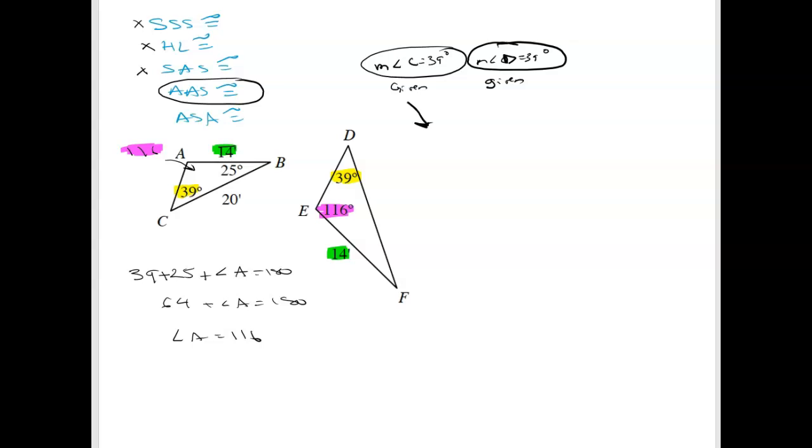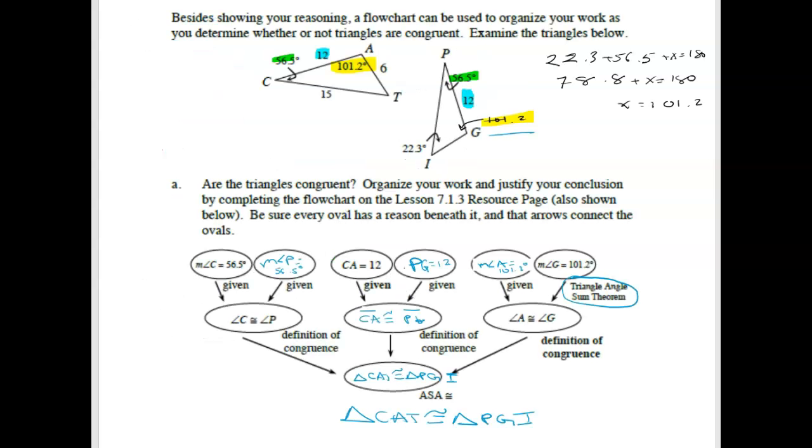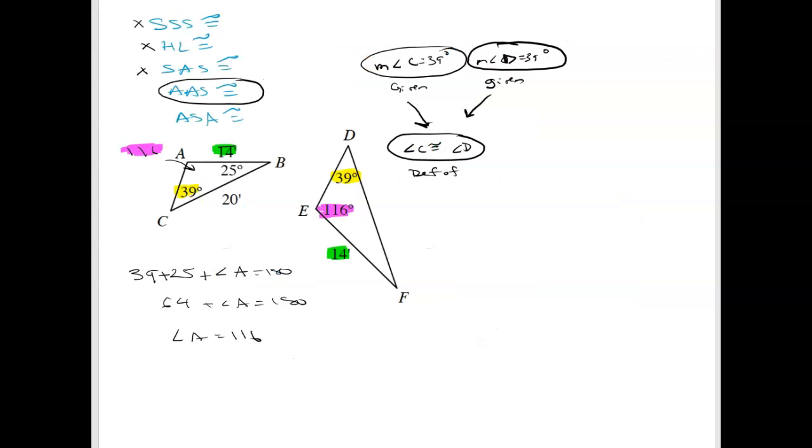And so we say given information. This leads to this, so I get to say that angle C is congruent to angle D, and it's a definition of congruence. Instead of writing out the whole word congruence each time, you can shorten it. So notice that I wrote def of, and I'm just going to write my congruency symbol.